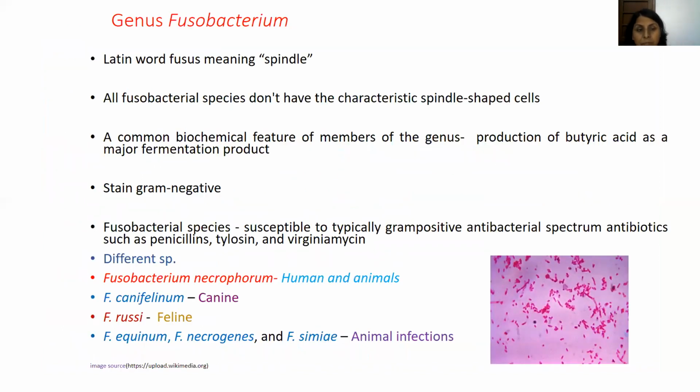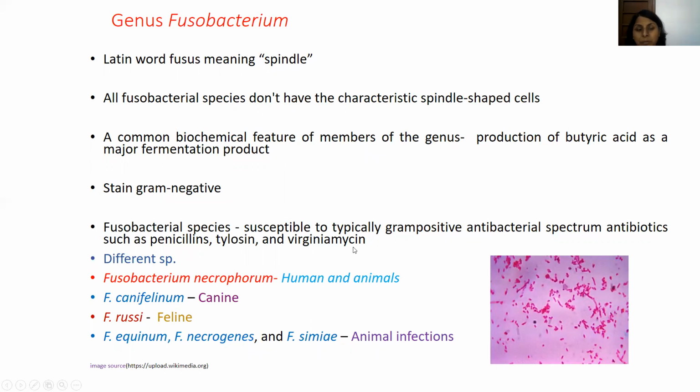Coming to the next, genus wise, the genus Fusobacterium. This is a Latin word which means a spindle, but not all Fusobacterium species have spindle-shaped cells. The common feature of this genus is the production of butyric acid as a major fermentation product. These are gram-negative bacteria, and these are susceptible to antibiotics which are generally known for gram-positive bacteria, like penicillin, tylosin, and virginiamycin.